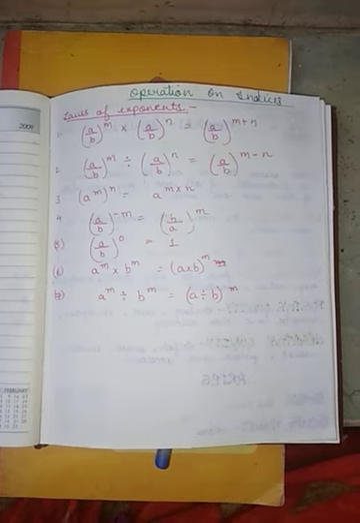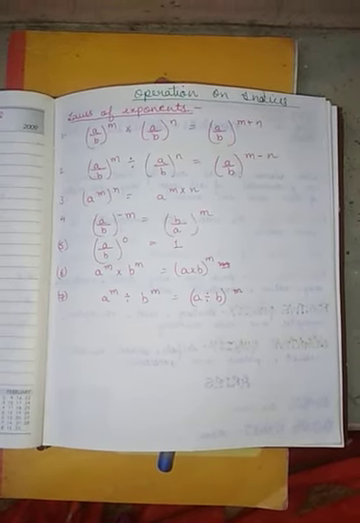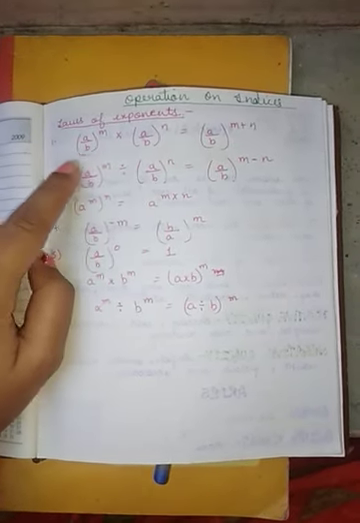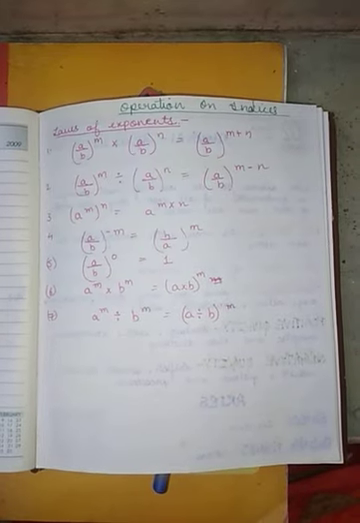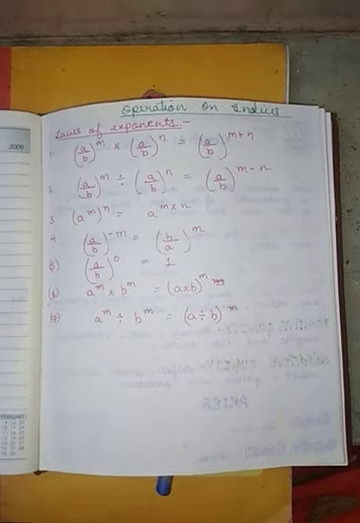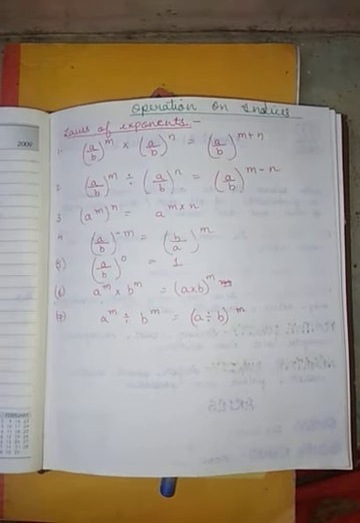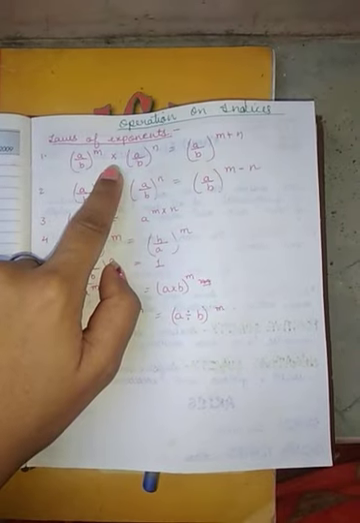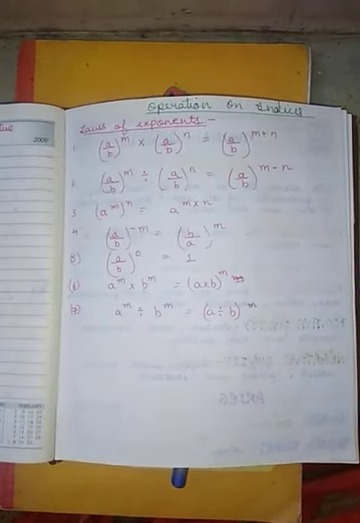So the first law of exponents says that if there are two exponents with the same base and they are in multiplication, then the powers get added. So (a/b)^m multiplied by (a/b)^n: the bases are the same, a upon b and a upon b, and they are in multiplication, so the powers would get added.